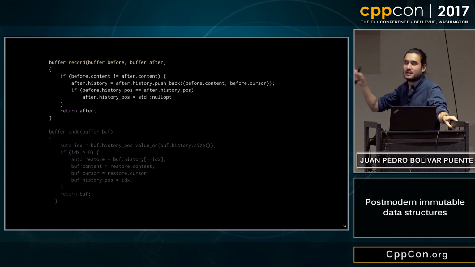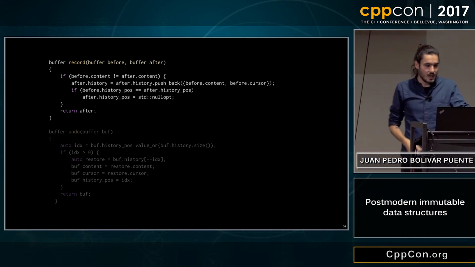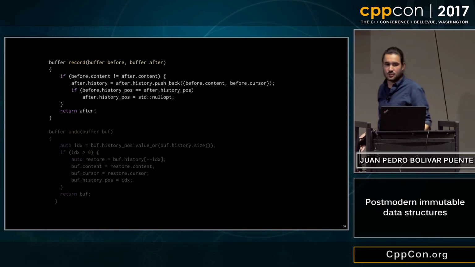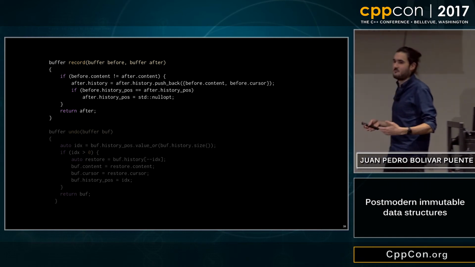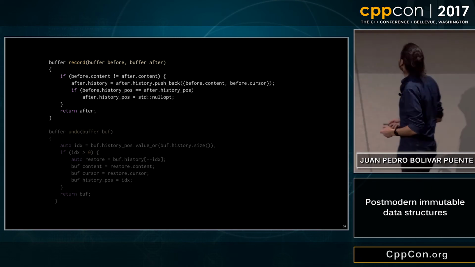Is the position of the history the same? If it was not the same, I just did an undo. So that's okay. The undo probably has already managed the history position. But if it's the same, we want to bring it back to the end. This is the thing that we saw happen there. And then finally, we return this new buffer value that has recorded the undo.